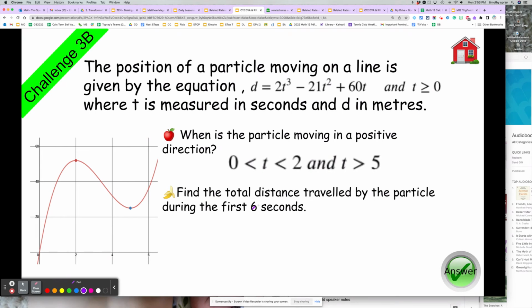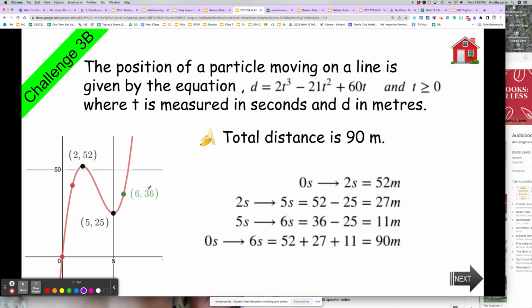So how we want to go about solving this problem is, first off, figuring out how far did it travel from 0 to 2 seconds. And it looks to me like it's around 50-ish, and then that looks like about 26-ish, and then about 35-ish or something. Okay, but we can do a bit better than that. All we're going to do is put 2 into this equation. You get 52. We're going to put 5 into this equation. You're going to get 25. We're going to put 6 into the equation. We get 36. So the answer is not 36. That's the particle's position after 6 seconds, but that's not how far it has moved.